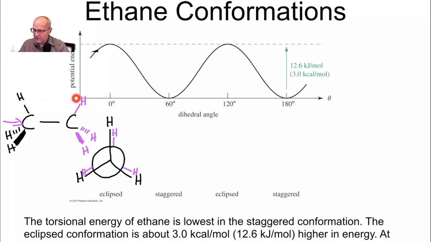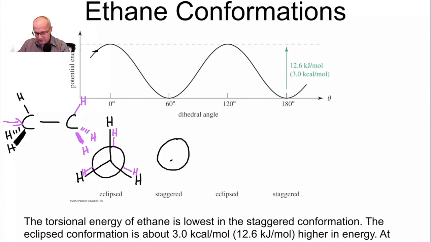They're in front of each other. They're literally eclipsing each other, like when the moon and the sun overlap. One gets in front of the other. The moon obviously gets in front of the sun. That's an eclipsing effect. So this is an eclipsed conformation. Staggered.